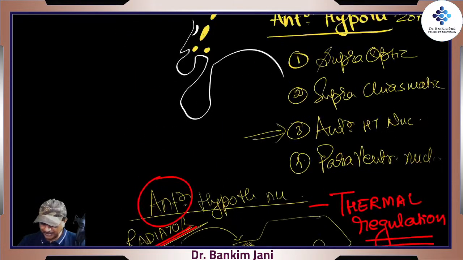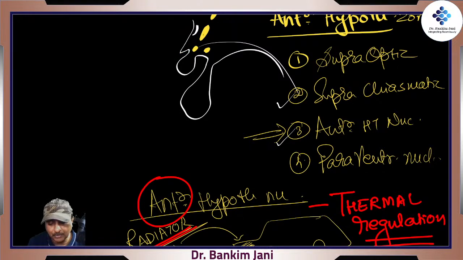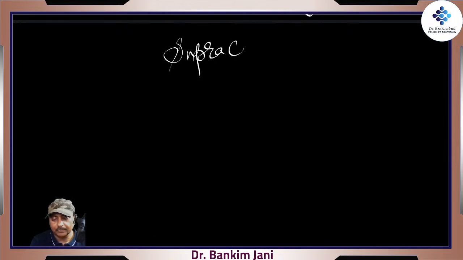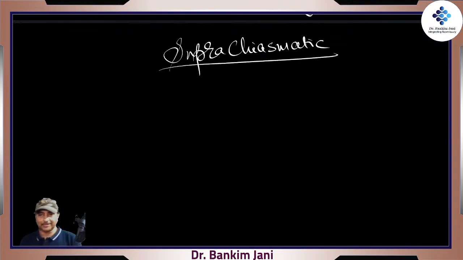The next one. So this is one down, right? This done. Next one is suprachiasmatic. We are taking suprachiasmatic first. Why? Because this one is the suprachiasmatic, just above the optic chiasma. Now this suprachiasmatic, right? It is like charisma.